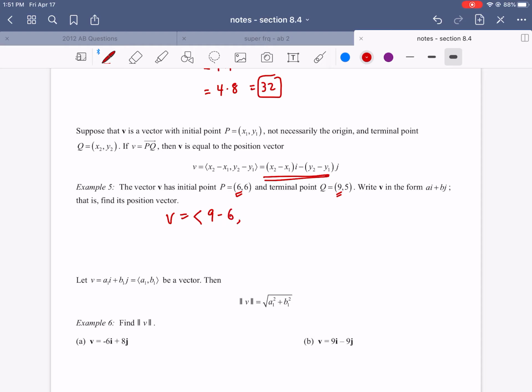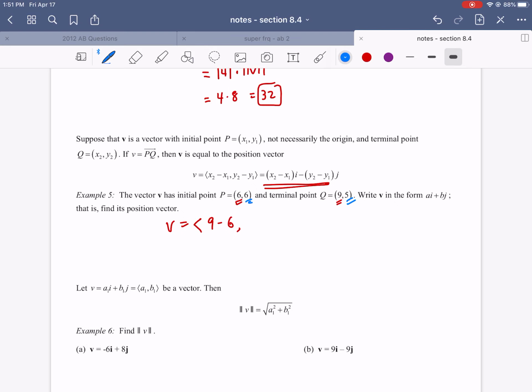So you always want to do terminal minus initial. You never want to do initial minus terminal. That would not be the correct way to do that because your vector will be pointing in the wrong direction. So you always want to do the terminal point minus the initial point. For the y-coordinate, we're going to do the same thing just with the y-coordinates. And so this will be terminal point, which is 5, minus initial point, which is 6. Just doing some simplifying, that's going to give me 3 and negative 1. And so writing this in ai plus bj notation, this is going to be 3 multiplied by i minus 1 multiplied by j.